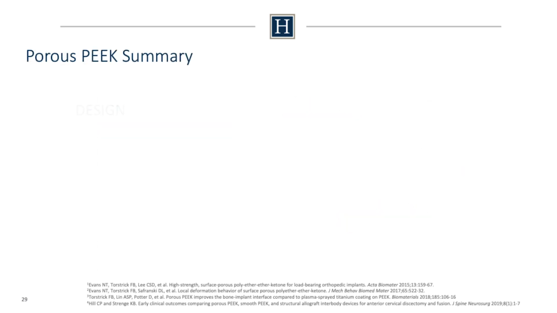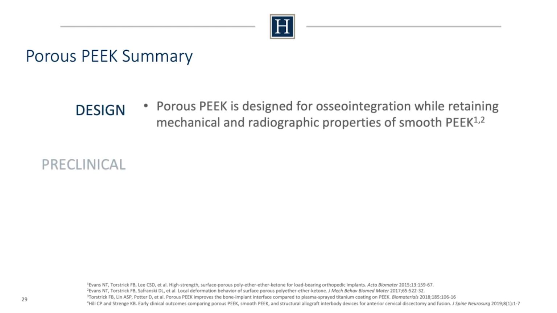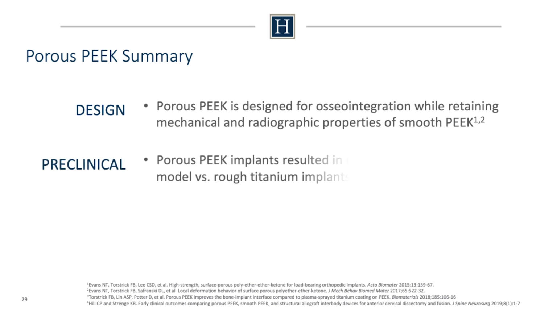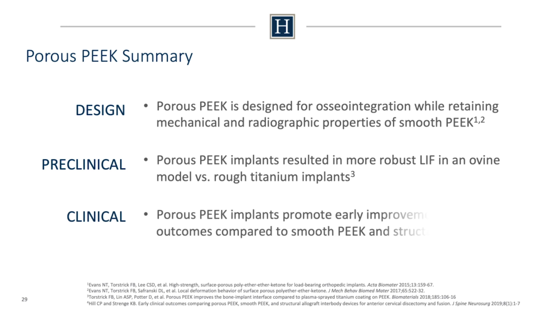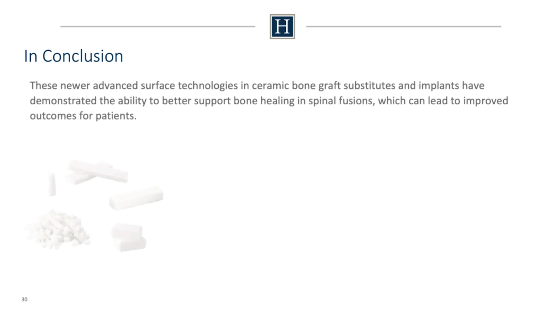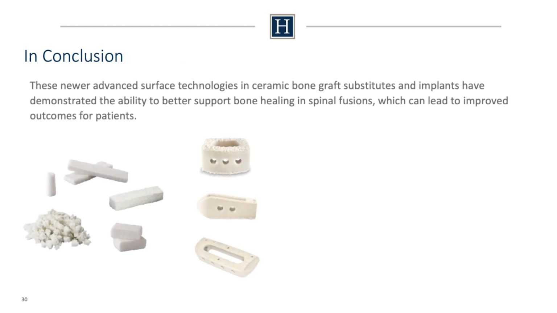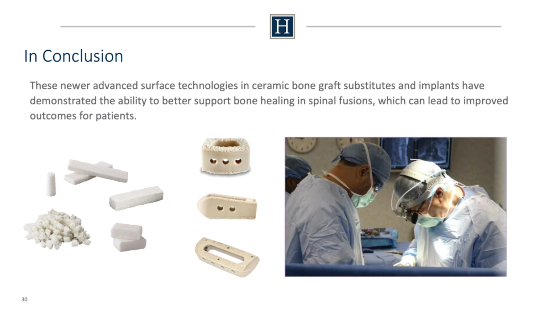In summary, Porous PEEK is designed for osseointegration while retaining the mechanical and radiographic properties of smooth PEEK. Preclinical studies show Porous PEEK implants resulting in more robust lumbar interbody fusion in an ovine model compared to rough titanium implants. And in clinical studies, Porous PEEK implants promote early improvements in outcomes compared to smooth PEEK and structural allograft. In closing, these advanced surface technologies in ceramic bone graft substitutes and implants have demonstrated the ability to better initiate and support bone healing in spinal fusions, which can lead to improved outcomes for patients.